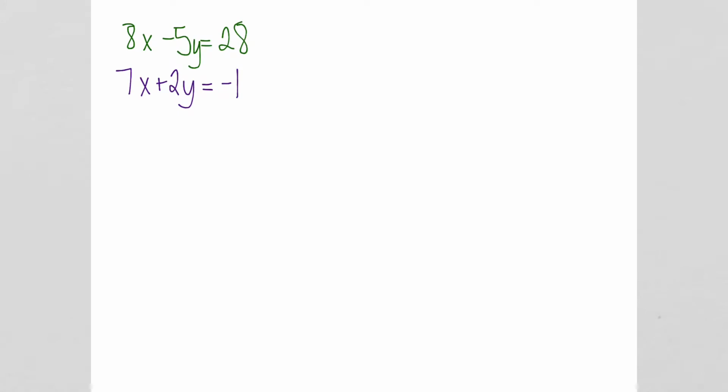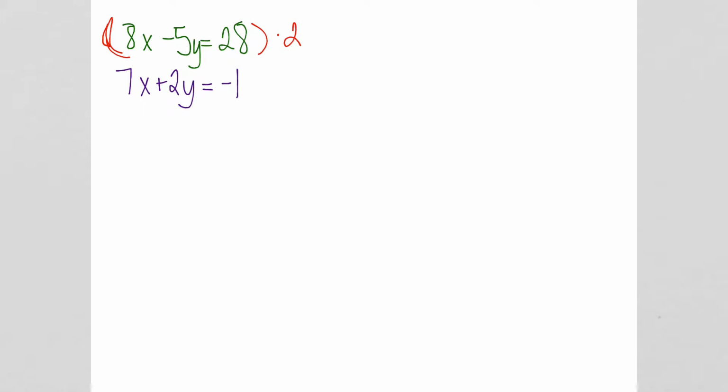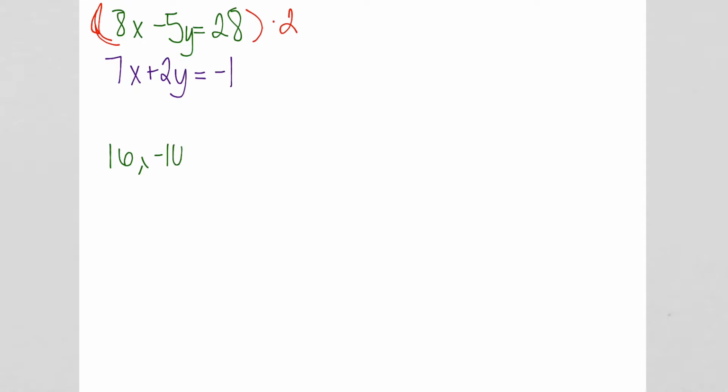Okay, let's get rid of the y. If we want to do that, then we would multiply the top. We can get our negative 5y and our positive 2y to be negative and positive 10. So multiply the top by 2. That gives us 16x minus 10y equals 56.